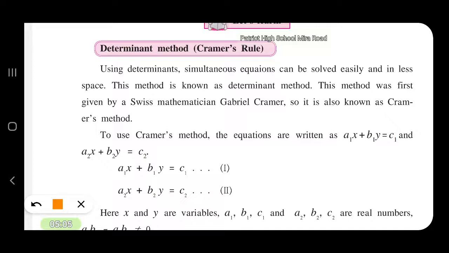To use Cramer's method, the equations are written like a1x plus b1y is equal to c1. This is the first equation, and the second equation is a2x plus b2y is equal to c2.